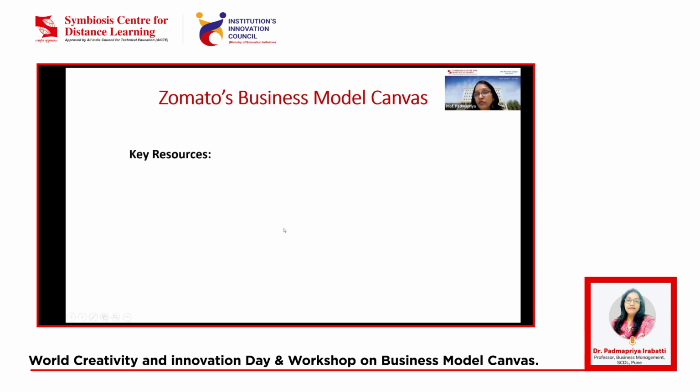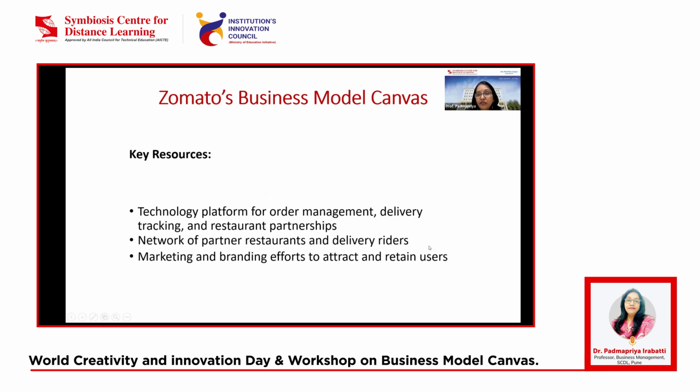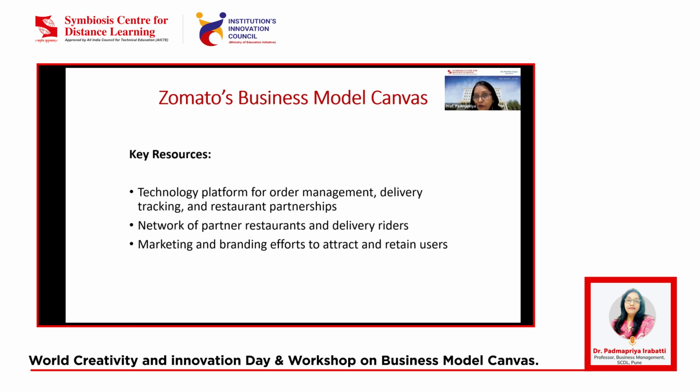Key resources. What are the key resources of Zomato? Quickly. These are the key resources: technology platforms, delivery tracking applications, restaurant partnerships, the network of partner restaurants and delivery riders, marketing and branding efforts to attract the customers. So these are the key resources that Zomato has. Agreed? Anything else coming to your mind?